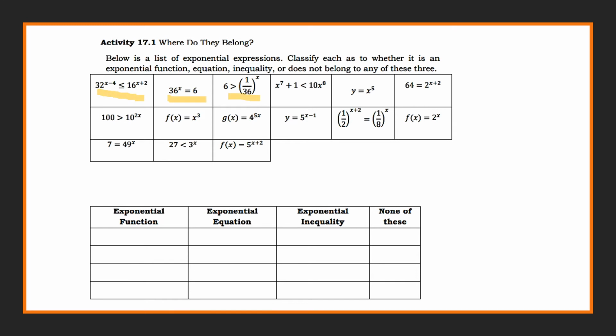Saan nyo siya ilalagay? So, example, 36 raised to x equals 6. May equal sign, yung x is nasa exponent. So, kapag may equal sign, that is exponential equation. Ilalagay nyo dito ngayon yung 36 raised to x equals 6. Ganon. Okay, and so on. Ilan yan? 3, 6, 9, 10, 11, 15, lahat yan. Dapat makikita nyo lahat yung 15 dito sa table na to. Okay, so that's activity 17.1.